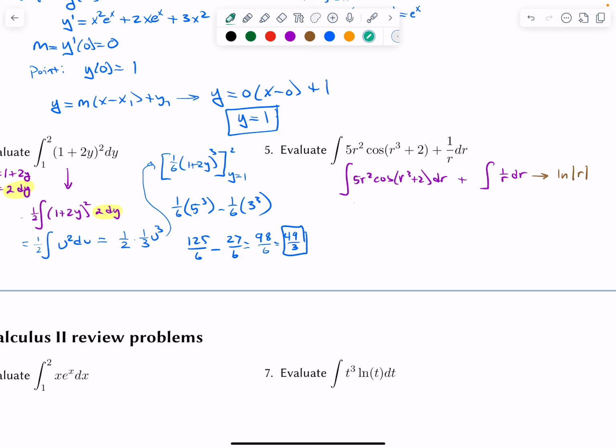That one, we're going to have to let u equal r cubed plus 2, du is equal to 3r squared dr. And notice that there's a 5r squared up there, so I'm going to have to do this. This will be 3, I'm going to move this to the end. Cosine of (r cubed plus 2), times 3r squared dr.